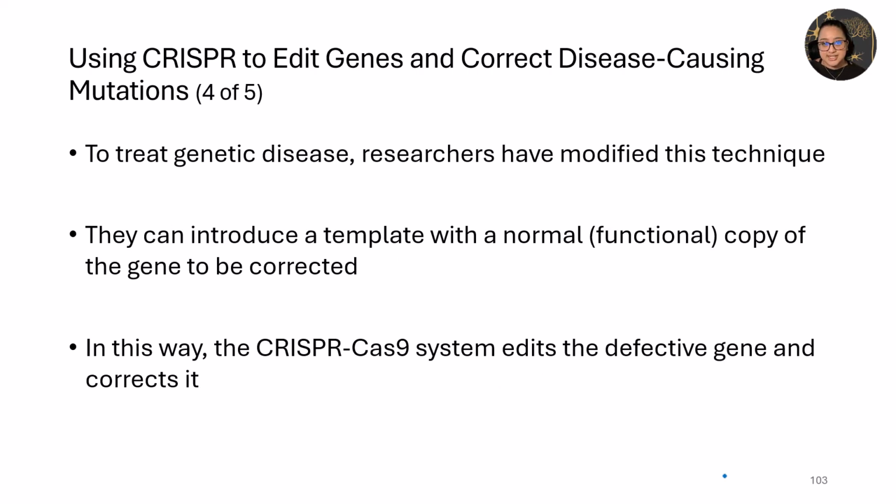So to treat genetic diseases, researchers have modified this technique. So you're not knocking something out to learn what it does. That's kind of unethical, especially in humans. But to be able to treat genetic diseases, we can use this technique too. So they can introduce a template with a normal copy of this gene into somebody that has an abnormal copy. And then hopefully that helps replace this abnormal copy with the normal functional copy, and then corrects this defective gene. So in this way, yeah, the CRISPR-Cas9 system can edit the defective gene and correct it in this person.